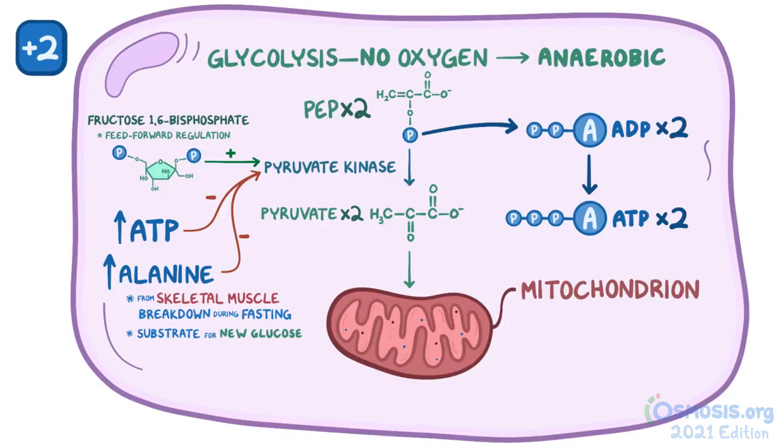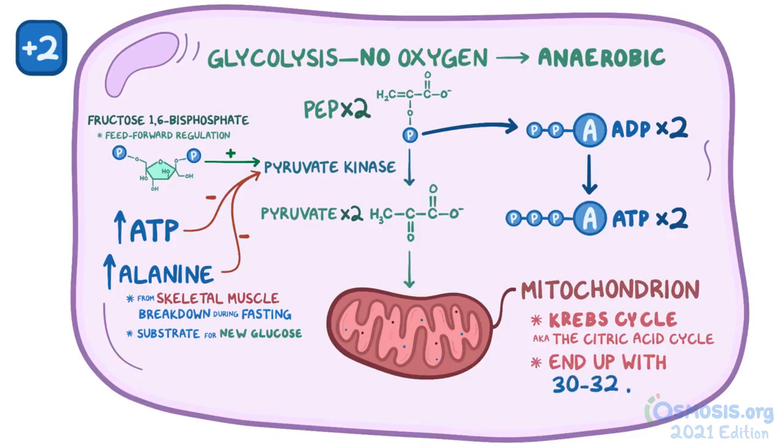That's because pyruvate can enter the mitochondria and participate in the Krebs cycle, also called the citric acid cycle, as well as the electron transport chain, all to make more ATP. And in the end, after all the mitochondrial reactions, you'll end up with a net total of roughly 30 to 32 ATPs.